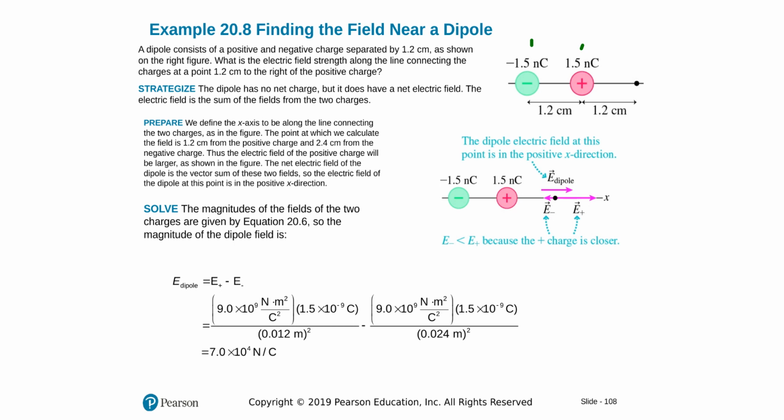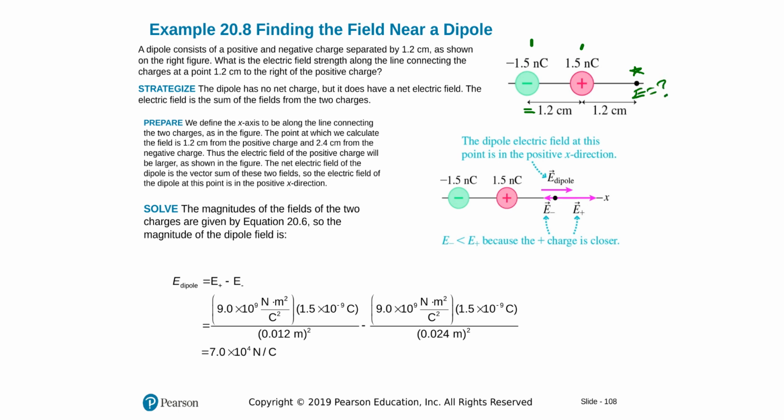A dipole consists of a positive and negative charge separated by 1.2 centimeters. That would be my distance, right? In between distance, but the question is asking, I guess, what is the electric field here? What is the electric field strength along the line connecting the charges at a point 1.2 centimeters to the right of the positive charge here? What is the E here?